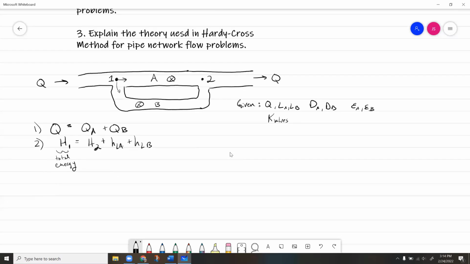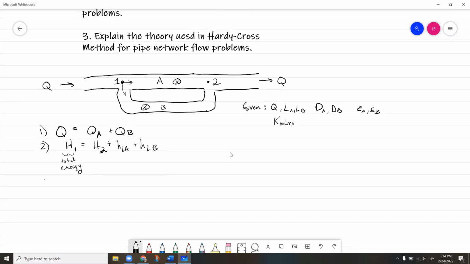Now the next thing, this is kind of a bit of a leap, and I'll let you read more about it in your book, is that the head loss in pipe A is equal to the head loss in pipe B. This is a key rule or property of branch pipe flow, and it's referred to as pathway independence.